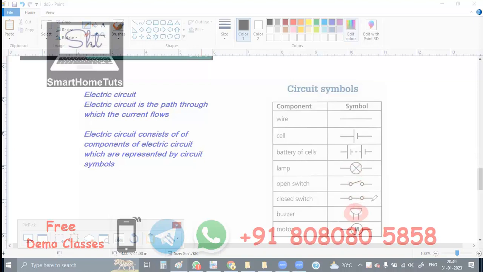This is a buzzer. Normally it is going to be a bell sound which is generally used in alarm. And this is a symbol for motor. If you have any questions, you can ask me, or else you can take down this definition of electric circuit, and also you have to draw all the circuit symbols.